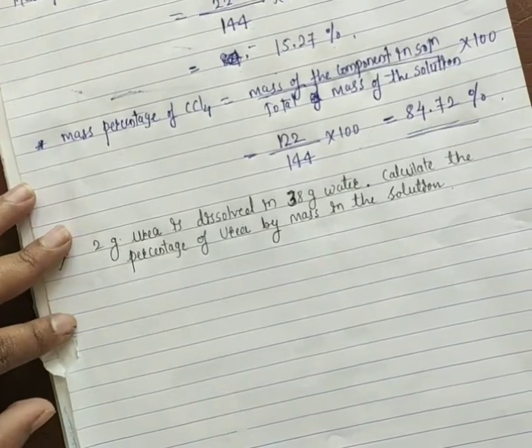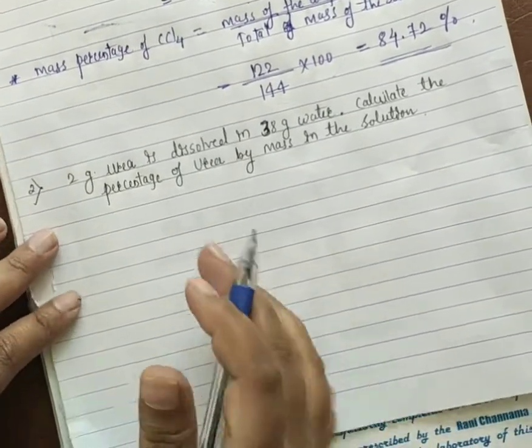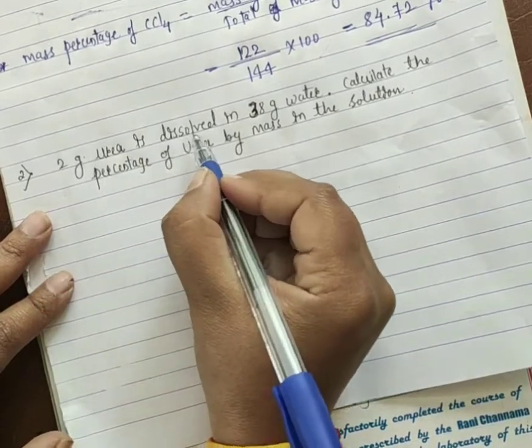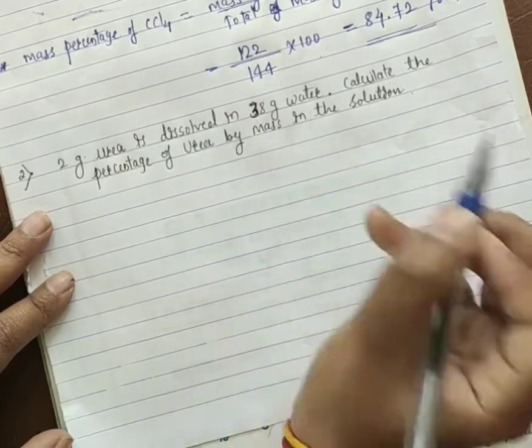So now move on to the second problem. Read the second problem. What they gave? 2 gram of urea which is dissolved in 38 gram of water.